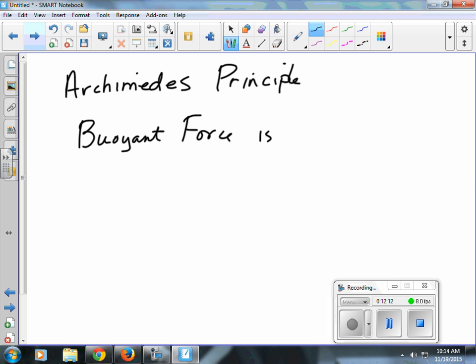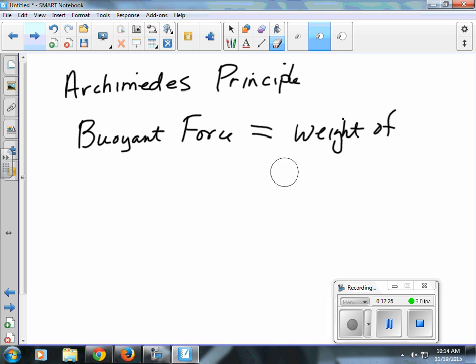Okay, here's what Archimedes found. Buoyant force is equal to the weight of the displaced fluid.